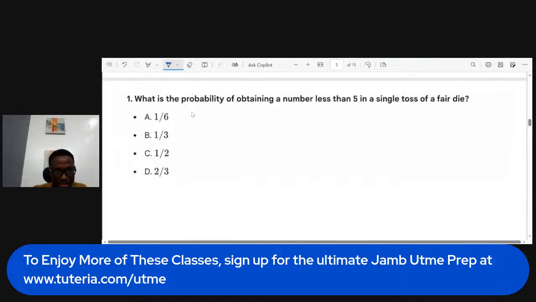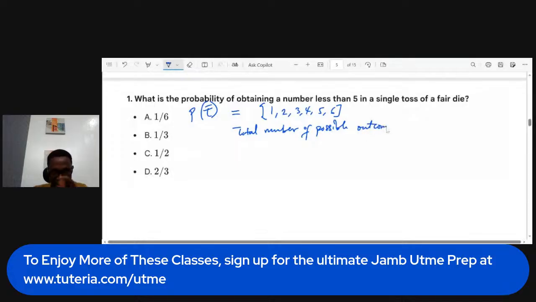So let's write the formula. P of E, that is P of the event. The event here is obtaining a number less than 5. Let's list it out first: 1, 2, 3, 4, 5, and 6. So the total number of possible outcomes is 6. If you count it, 1, 2, 3, 4, 5, and 6.